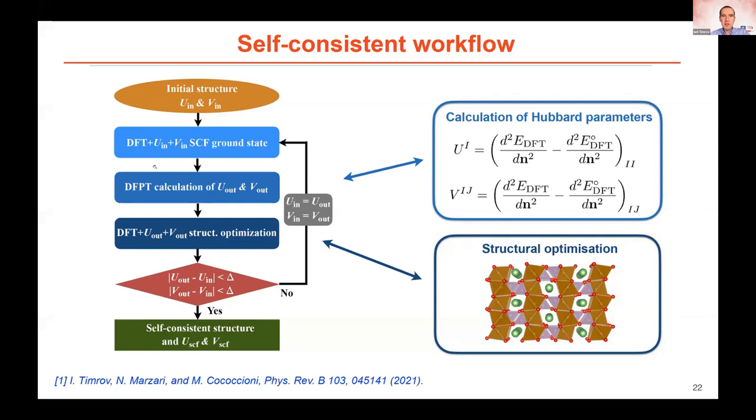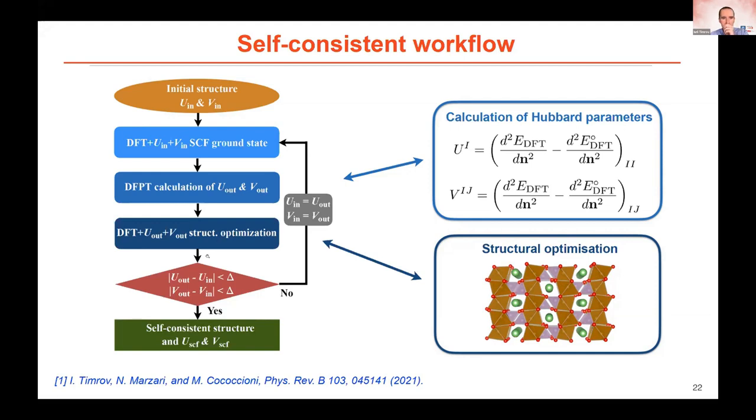Second, you use the DFPT, the HP code, to compute the Hubbard parameters. So this gives you U out, V out. And then you can perform structural optimization at the DFT plus U plus V level using the U and V determined in the previous step. So in principle here you can stop and say this is my one-shot calculation of Hubbard parameters. But actually there is a question. You computed Hubbard U and V parameters starting from the DFT ground state and experimental geometry, but those parameters are not yet consistent with the underlying structure.